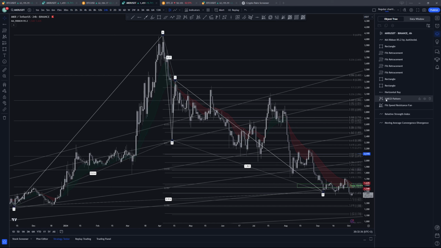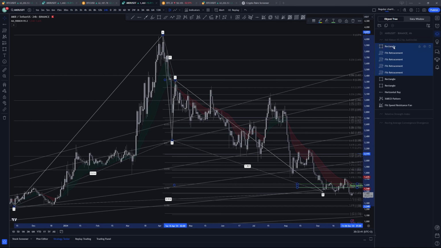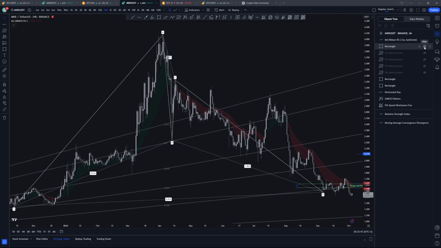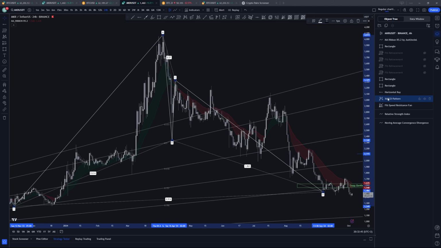Let's see. Oh, yeah, still on the chaos chart. I think it was this one. Yeah. Oh, that doesn't work that way.